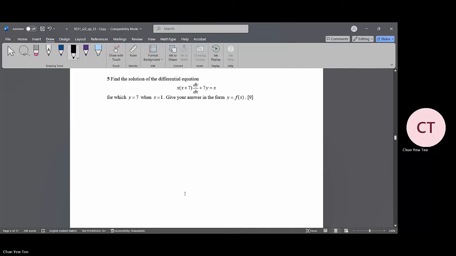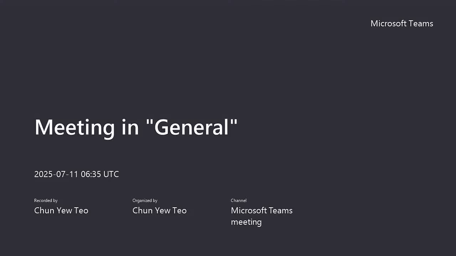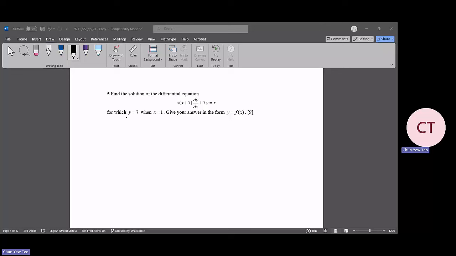Now we move on to question number 5. The differential equation over here, we need to solve this first order differential equation given that when x equals 1, y equals 7, and we need to leave our answer as y in terms of x. What you need to do is to know that this one is a linear equation. So first of all, we need to make this become a 1 by dividing everyone by x plus 7. Then I get this.